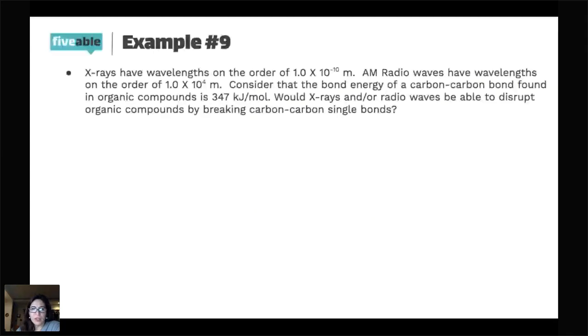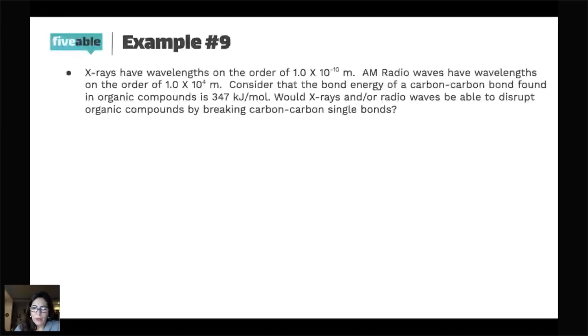Okay, so another example. X-rays have a wavelength on the order of 1.0 times 10 to the negative 10 meters. AM radio waves have wavelengths on the order of 1.0 times 10 to the power of 4 meters. Consider that the bond energy of a carbon-to-carbon bond found in organic compounds is 347 kilojoules per mole. The question is, would X-rays or radio waves be able to disrupt organic compounds by breaking carbon-to-carbon single bonds?